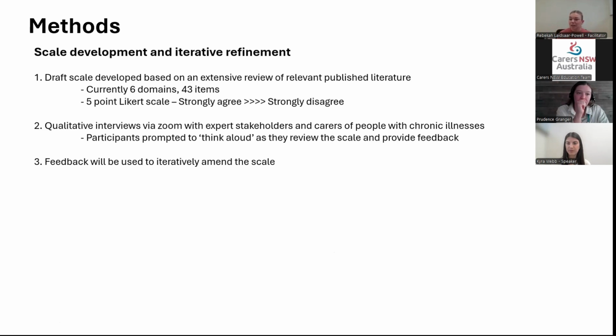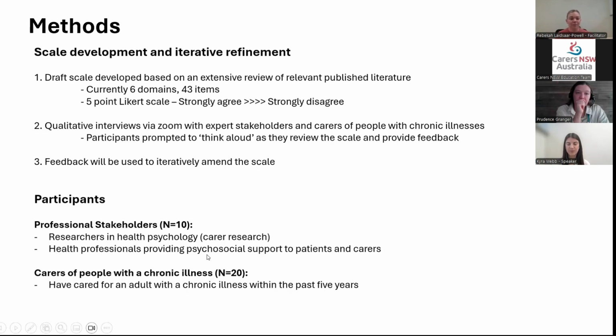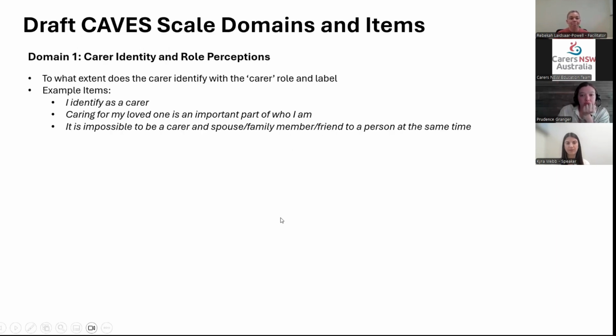Really to say, do these items resonate with you? Do you understand the wording of them? Are they tapping into concepts that are significant to you? And then we're going to use that feedback to iteratively revise the scale. So this is all qualitative work that will feed into a measure. We're going to interview those professional stakeholders, as I said, as well as carers of people with a chronic illness to get their perspectives on all of the different items that will feed into, eventually, a measure.